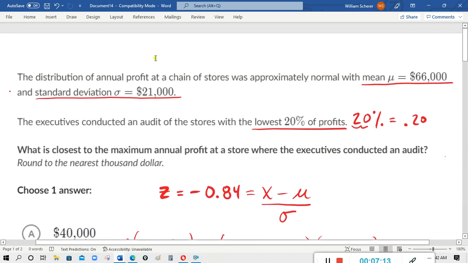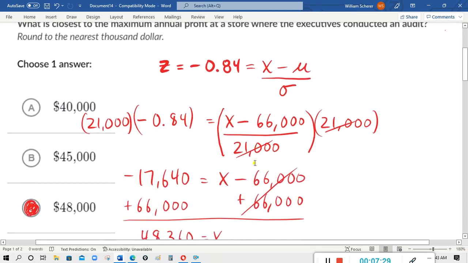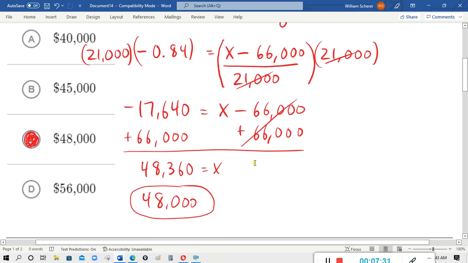So to sum it up, if it says the lowest 20%, you just look up 20% on the table, find the z-score, okay, and then use the formula for the z-score to plug in for the mean and the standard deviation, and then solve for x. So basically, you're working backwards.